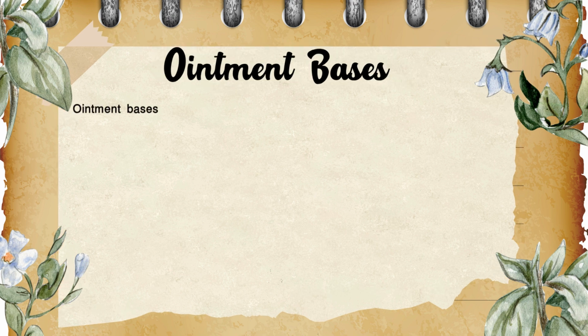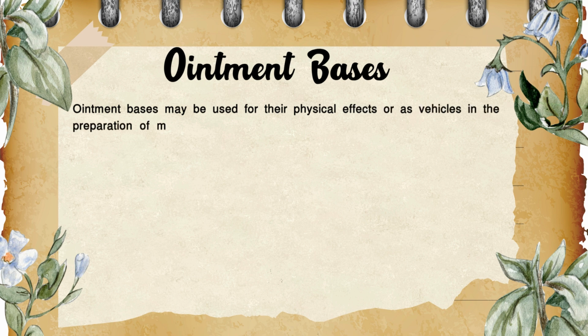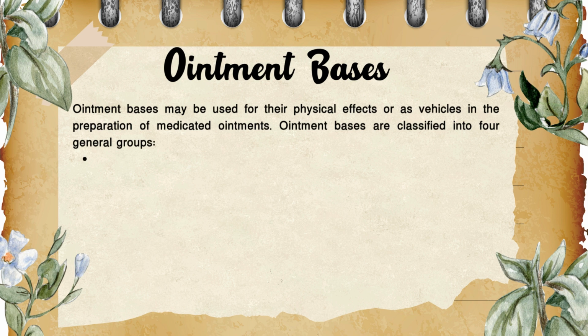Now we are going to see about ointment bases. Ointment bases may be used for their different physical effects or as vehicles. They include the hydrocarbon base, which is the oleaginous base. Next are the absorption base, water removable base, and water soluble base.